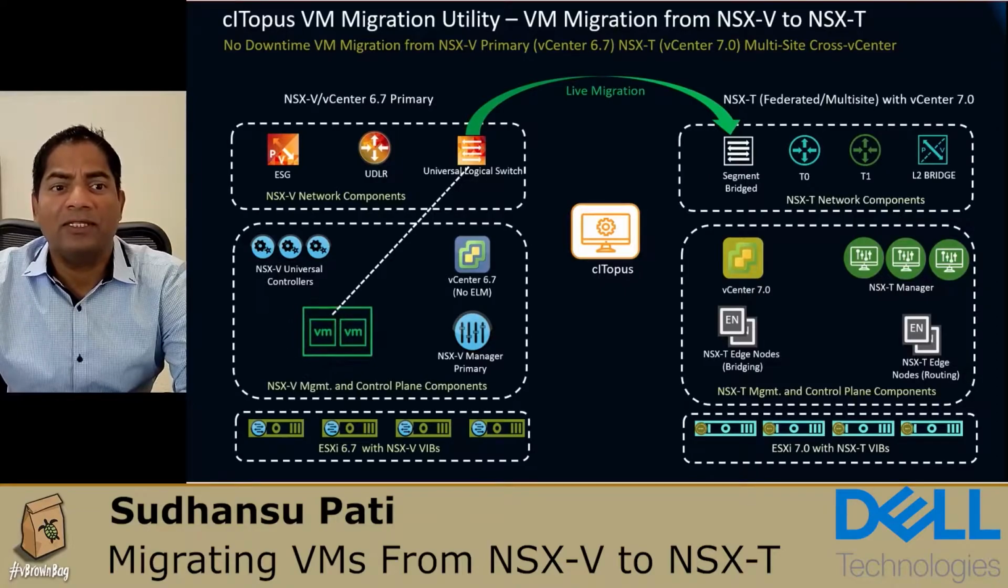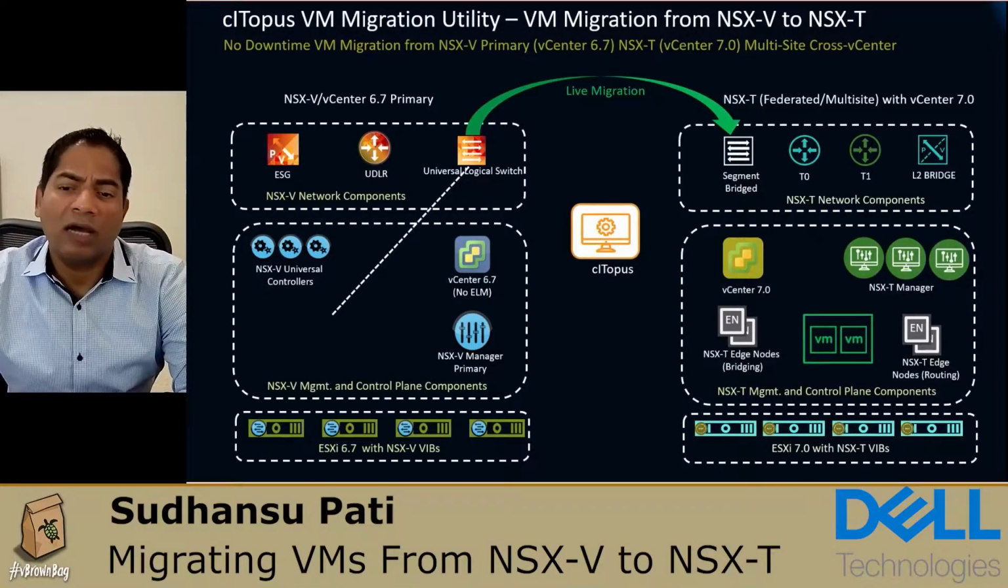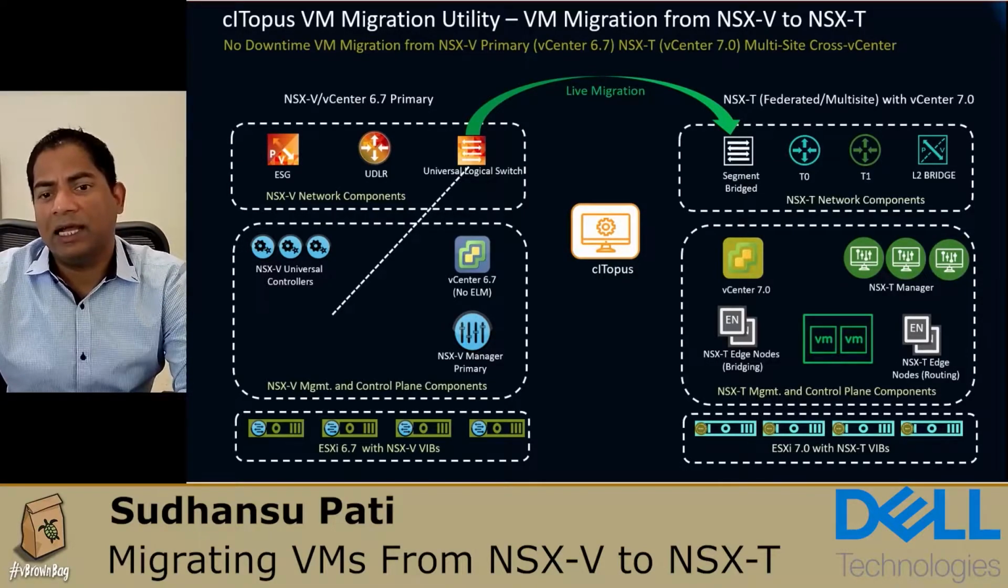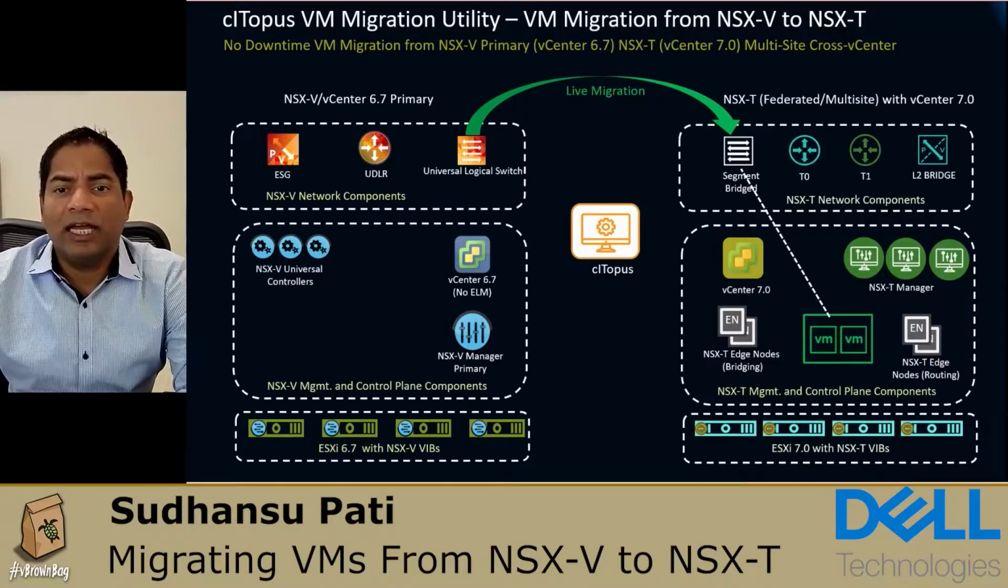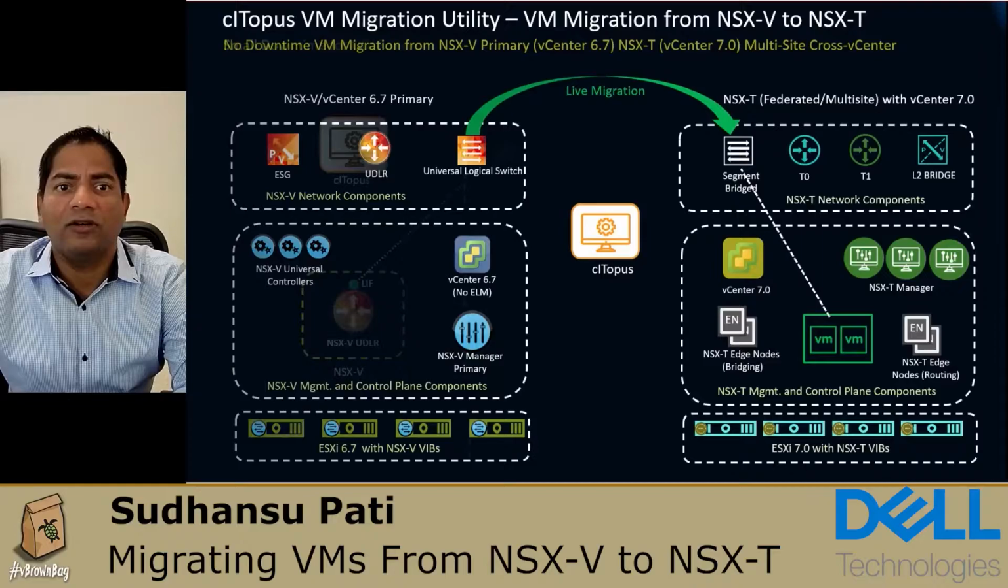So essentially what happens is the virtual machines are migrated from the universal logical switch and then land on the NSX-T environment. No downtime, even though the virtual machines leave the boundaries of vCenter 6.7 and enter into the boundaries of vCenter 7.0. You can have shared storage as well. Once the migration is completed, the virtual machines are reconnected back to the segments that already have network connectivity. So once you're in the segments in the NSX-T environment and the virtual machines are connected, their routing for layer 3 still goes through the universal distributed logical router.